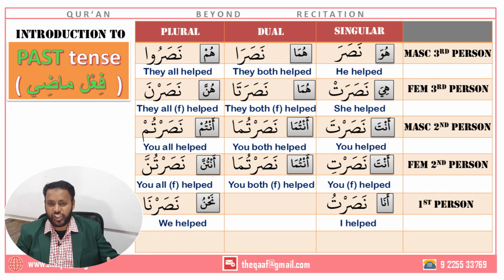Let's take jalasa. Jalasa means to sit. Nasara means to help. So can you make a jalasa table? Yeah. If I know nasara, I can make jalasa. Jalasa, jalasa, jalasu, jalasat, jalasata, jalasna, jalasta, jalastuma, jalastum, jalasti, jalastuma, jalastunna, jalastu, jalasna. See that? No problem. The only condition is you master one table. You can create any table.